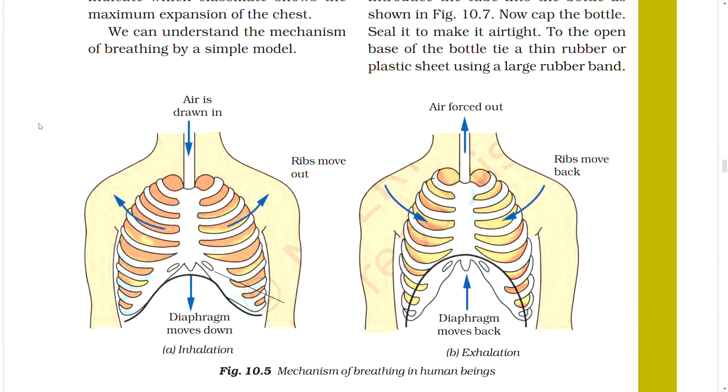Air forced out, ribs move back, diaphragm moves back. B. Exhalation. Figure. Mechanisms of breathing in human beings.